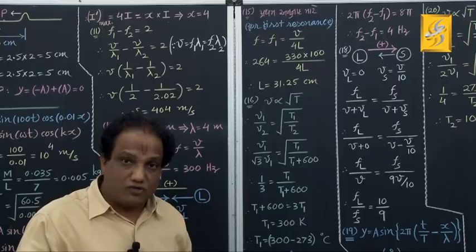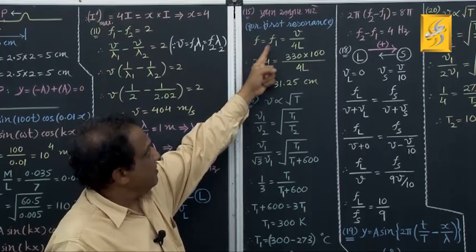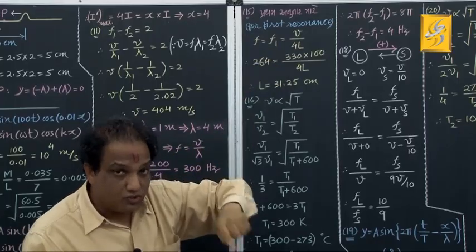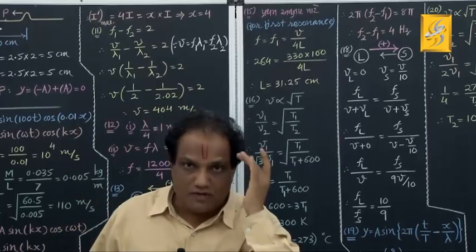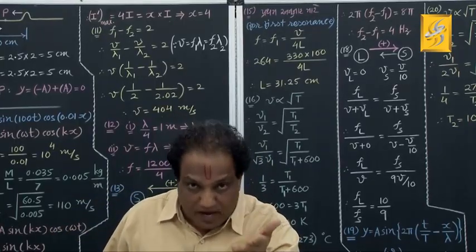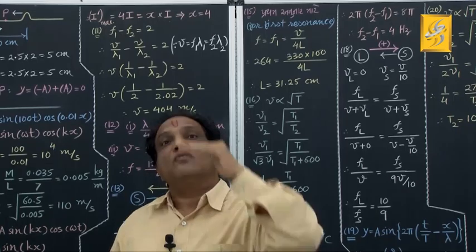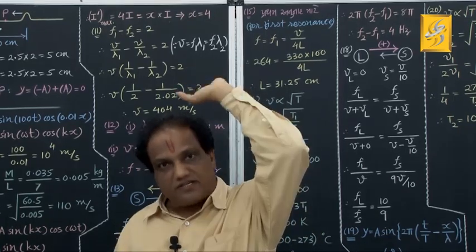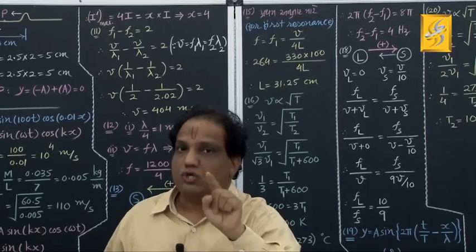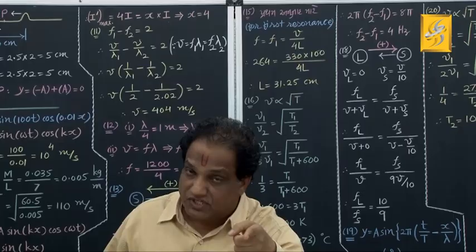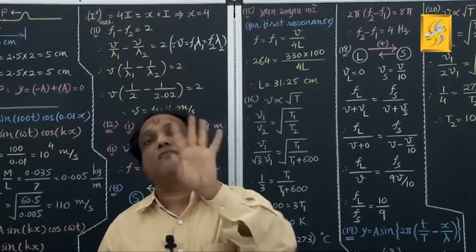In case of second resonance, what should you write? For first resonance, the way you are writing F equals F1. For second resonance, you should write F equals 3F1. Remembered? For closed pipes, which were the possible frequencies? F1, 3F1, 5F1, 7F1, and so on. Remembered? Fine. So if they are giving second resonance, you should take the possible higher frequency which is higher than F1, and it is 3F1.